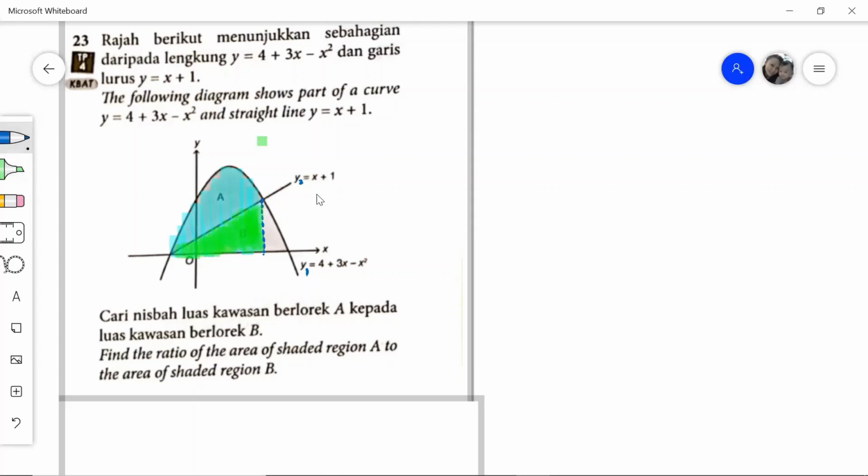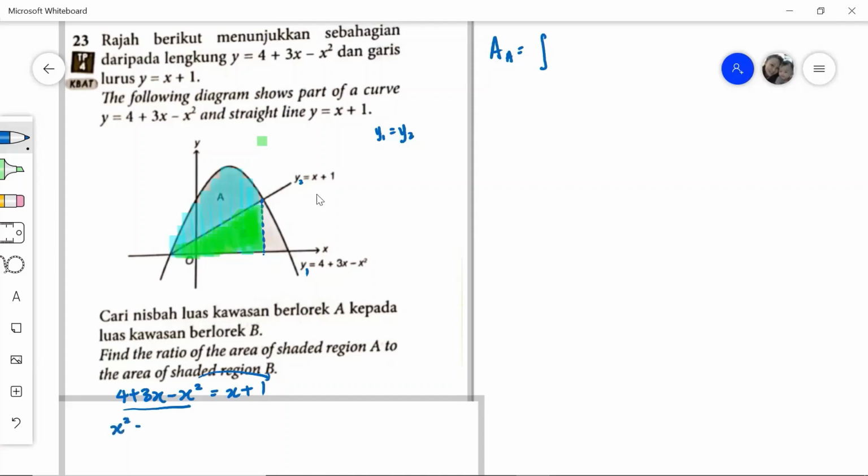So for the area of part A, we shall take integration from, okay, the boundaries, which we need to find. So how do we find them? Point of intersection. It is when y1 equals y2. So let's find that part first. y1 is 4 plus 3x minus x squared, and y2 is x plus 1. So bring this over so that we have the positive x squared.